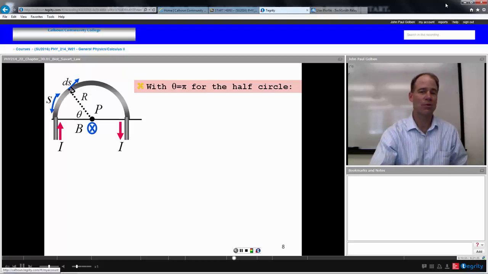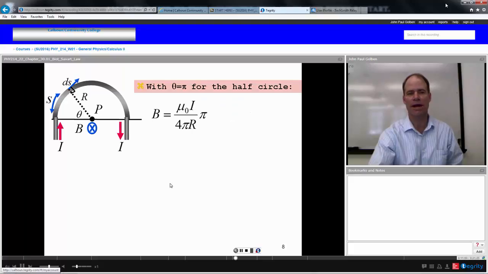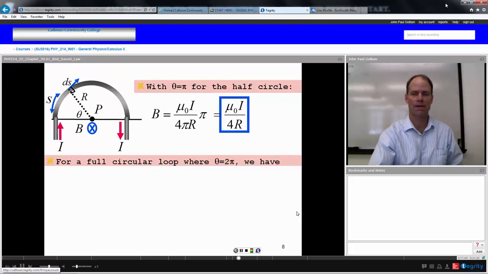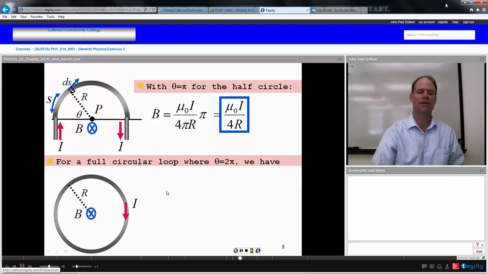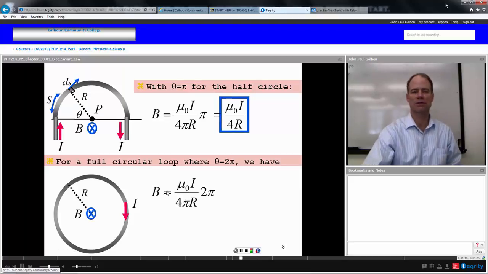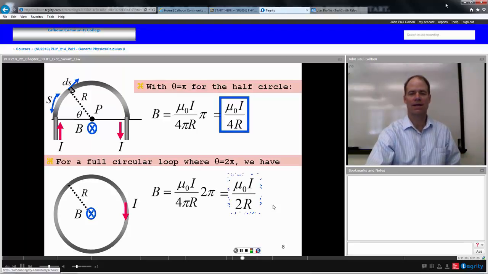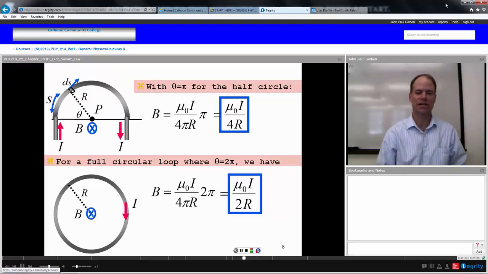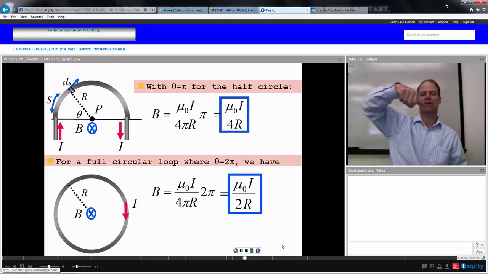If theta were a half circle, then theta would be equal to pi radians. And this magnetic field at the center of that half circle would be equal to mu naught I over 4r. If we had a full circular loop, then the magnetic field would be equal to mu naught I over 4 pi r times 2 pi. And that would be mu naught I over 2r. And the direction again for that magnetic field would be into the page.